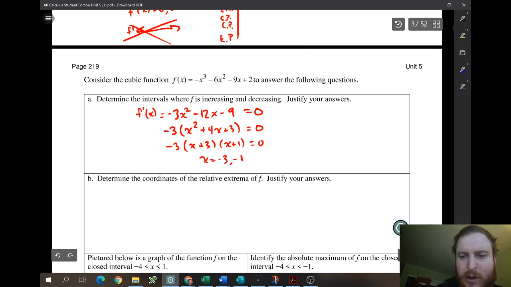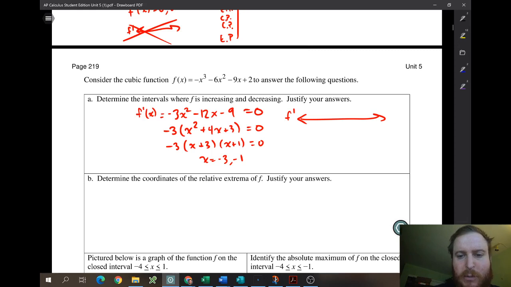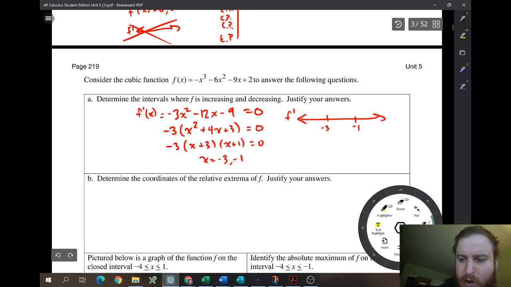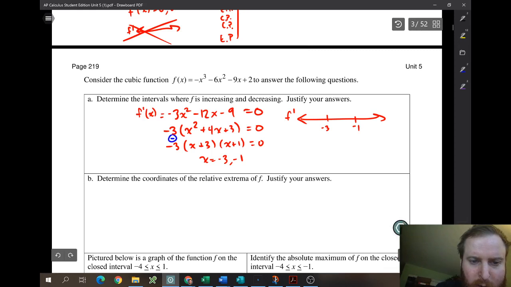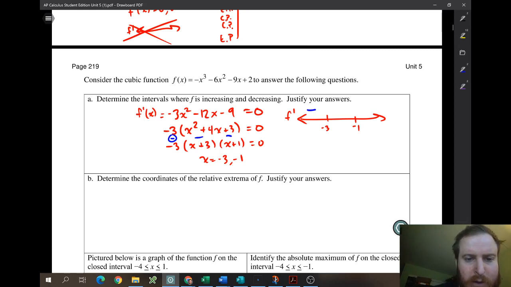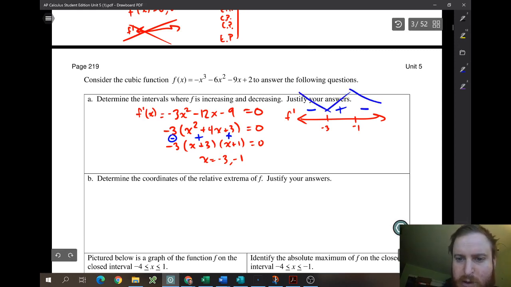Now, when we're doing increasing and decreasing, we still make a number line. Even relative max and relative min, we still make a number line. The only new thing is going to be for the absolute value. If we plug in negative 4, we're going to get a negative at negative 3 always. Negative 4 plus 3 is negative. Negative 4 plus 1 is negative. Negative times negative times negative is negative. If I plug in negative 2, I get positive, so this will turn positive. If I plug in 0, I get positive and positive, but negative 3 times that is still negative. So decreasing, increasing, decreasing. We've done this enough.